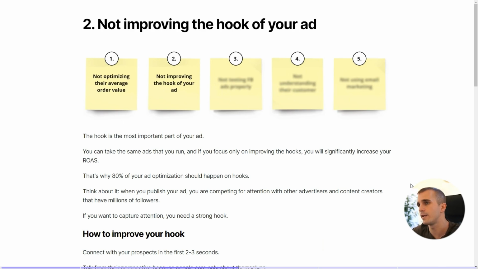The second thing that we have for video is not improving the hook of your ad. The hook of your ad is the most important part of your ad. You can take the same ad that you're running, and if you focus only on improving the hook, you will significantly increase your returns. That's why 80% of your ad optimization time should be spent on hooks.